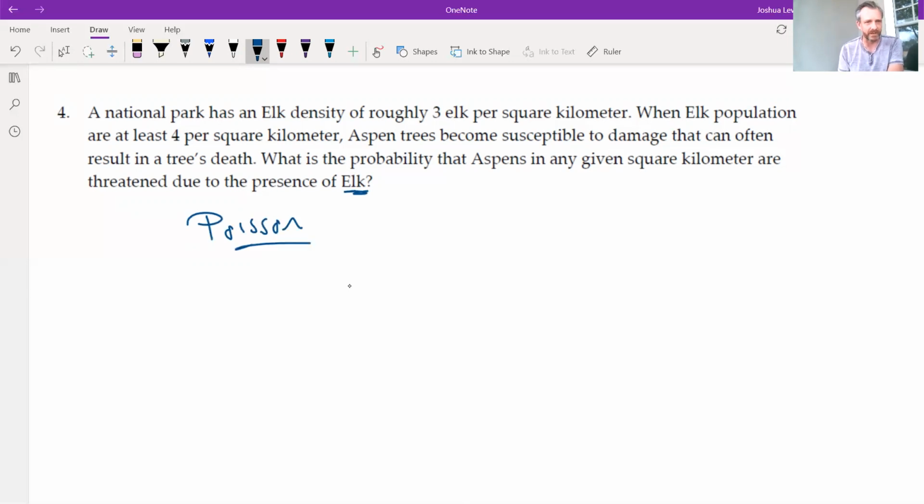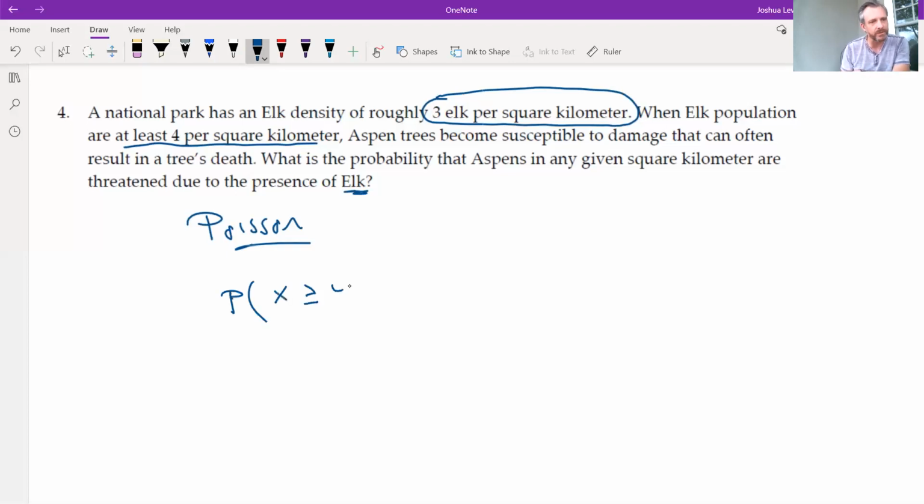How do I know it's Poisson? Well, this is how. 3 elk per square kilometer, right? I'm given some mean over some interval. At least 4 per square kilometer. So I am looking for the probability at least 4. So greater than or equal to 4.